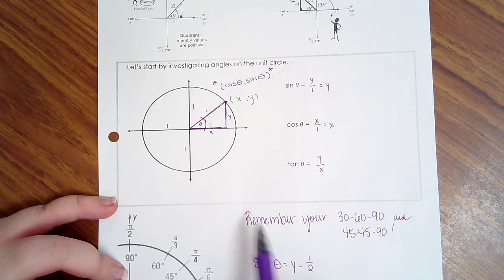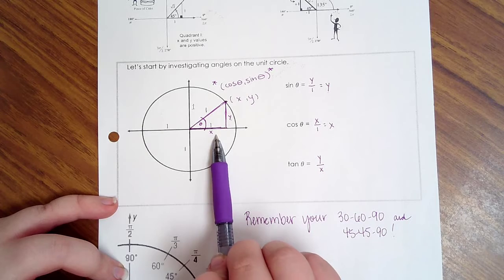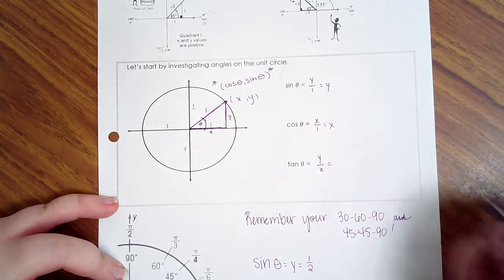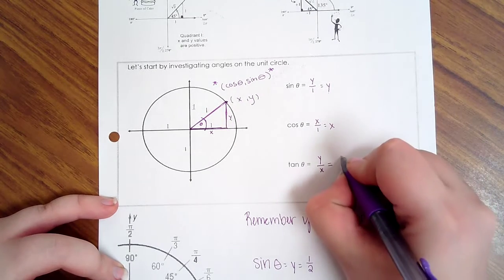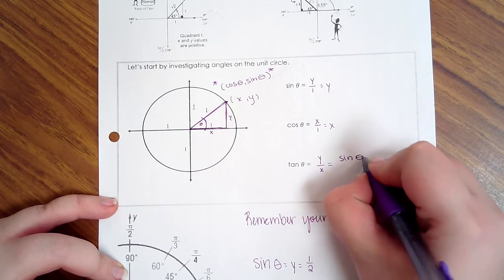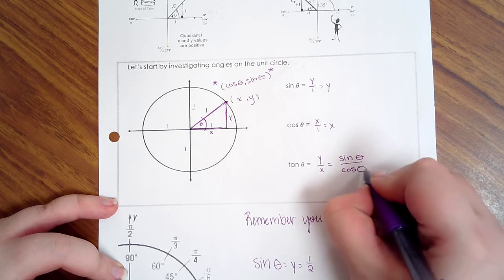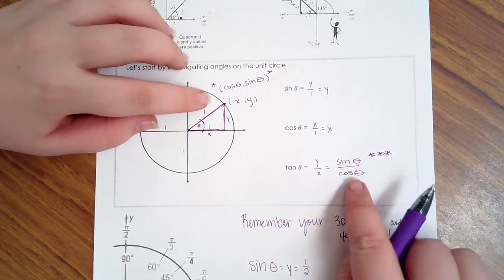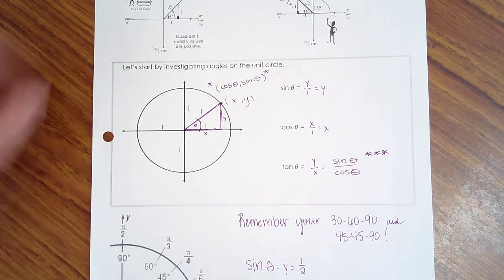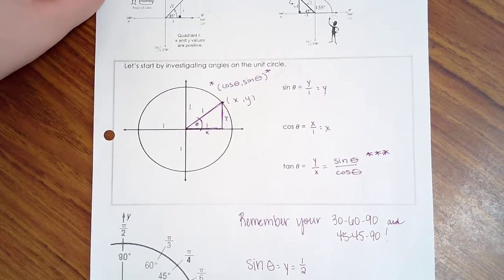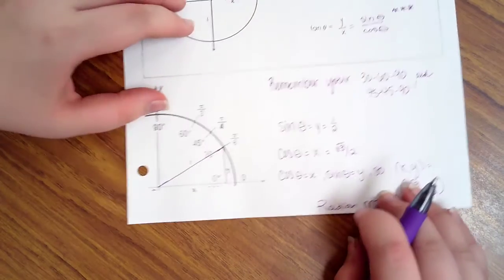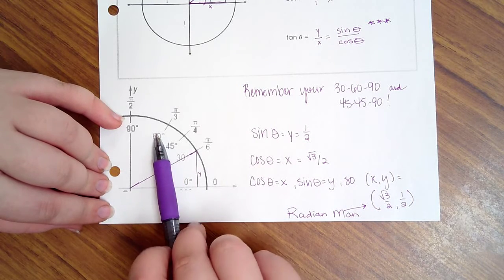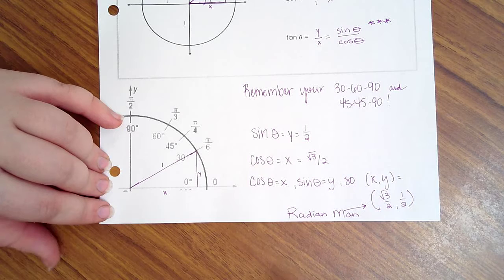And then, while we can't necessarily see tangent right away, we know it's y over x. But another way to write y over x is sine of theta over cosine theta. This is another really big thing, so put some stars next to it. These are two things that I need you to remember. So now let's use that, specifically on the unit circle where we know that the reference angles in the first quadrant are 30, 45, 60, and of course 0 and 90.